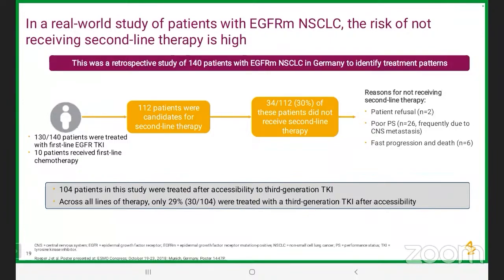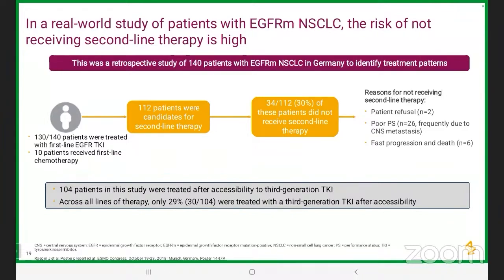The study was of 140 patients who had mutated EGFR. It's a Germany-based study. Out of these, only 112 patients were candidates for second-line therapy. Out of these, 30% of the patients did not receive second-line therapy at all. The reasons were patient refusal, poor PS, or fast progression and death.